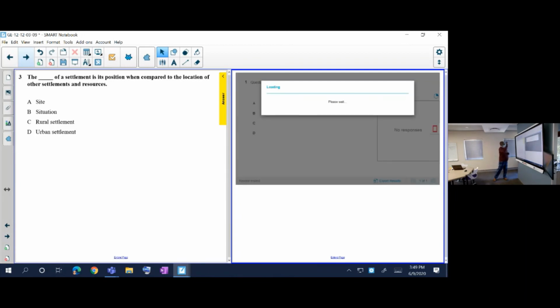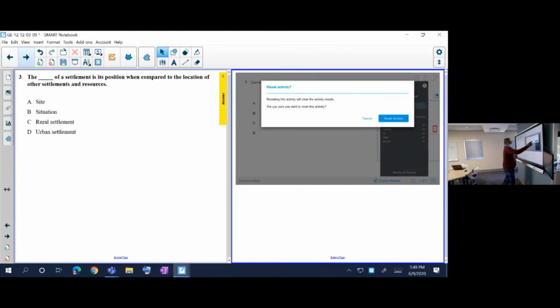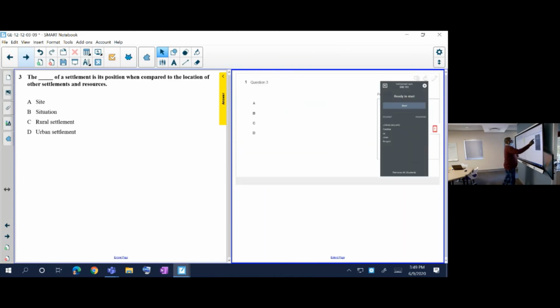The dash of a settlement is its position when compared to the location of other settlement and resources. I'm going to activate for our colleagues who have got devices so that they can also answer. So as we said, those without devices, you are answering right here, right on your scribble. After 3 to 5 minutes, we'll be revising the question, looking at the misconceptions, addressing them so that we know that what we are doing, we are covering and everybody is following.